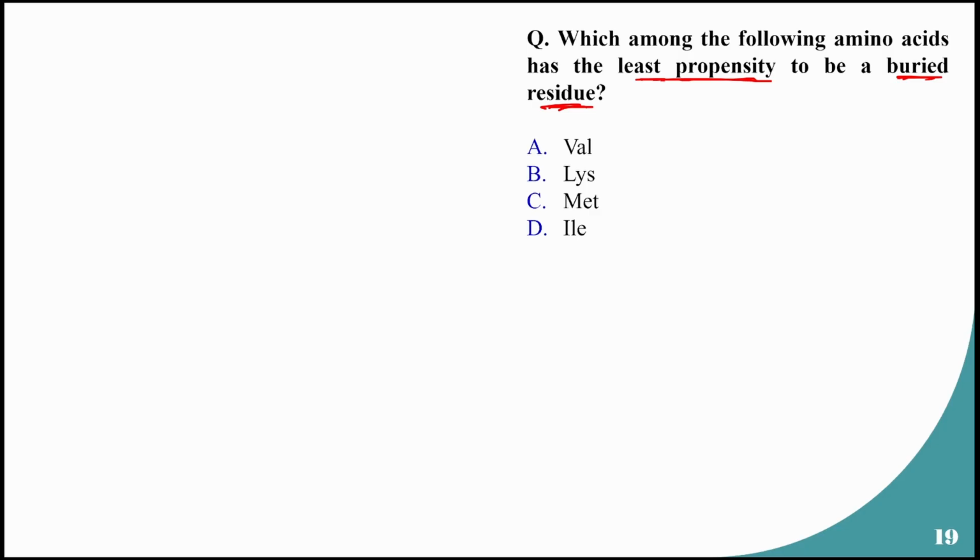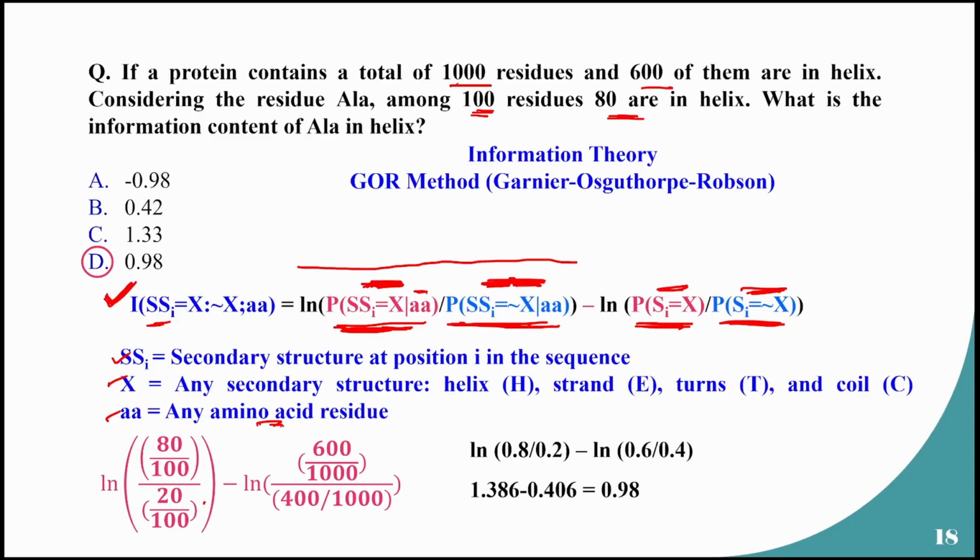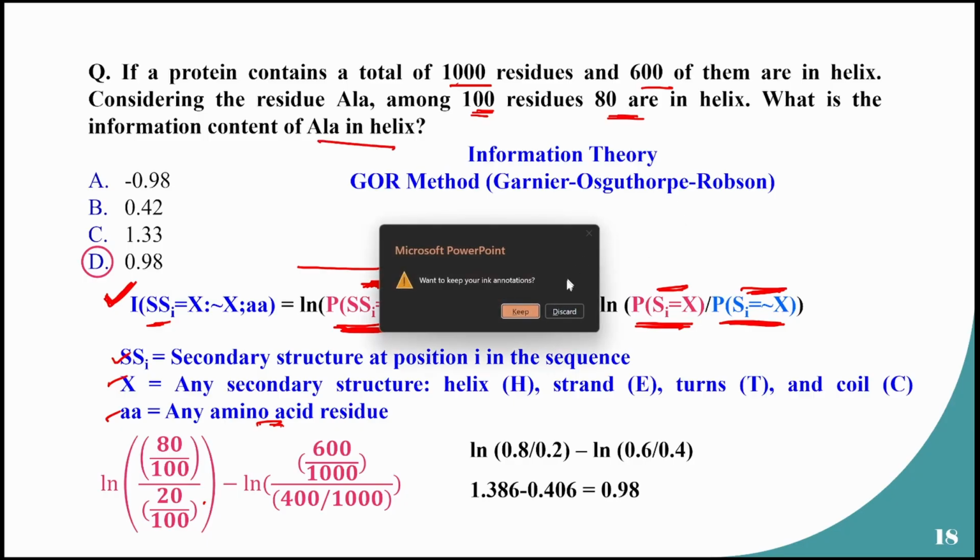Sir, can you explain the calculation of the previous question? So basically, it is talking about the information content of a particular amino acid in helix.